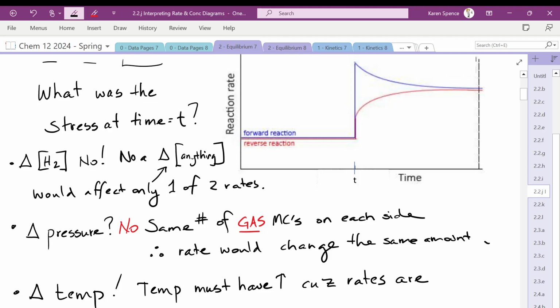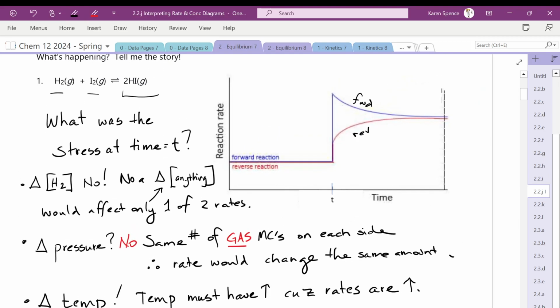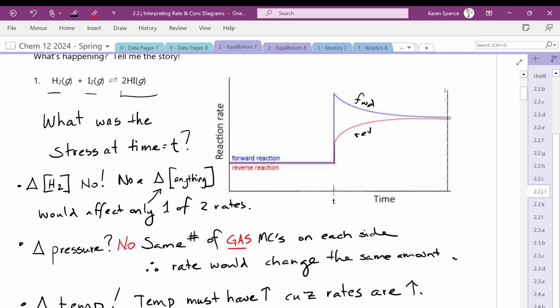You don't have to, but I'm going to ask that. And that is actually a really good question. Which direction was endothermic and which direction was exothermic? Because the forward reaction rate increases more, that must have been the endothermic direction.